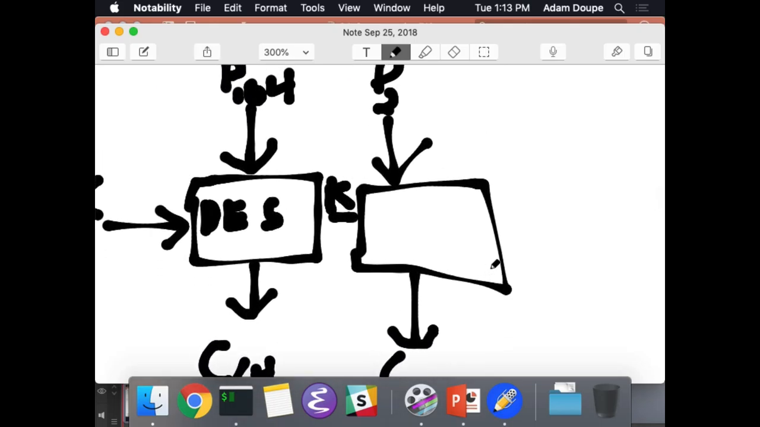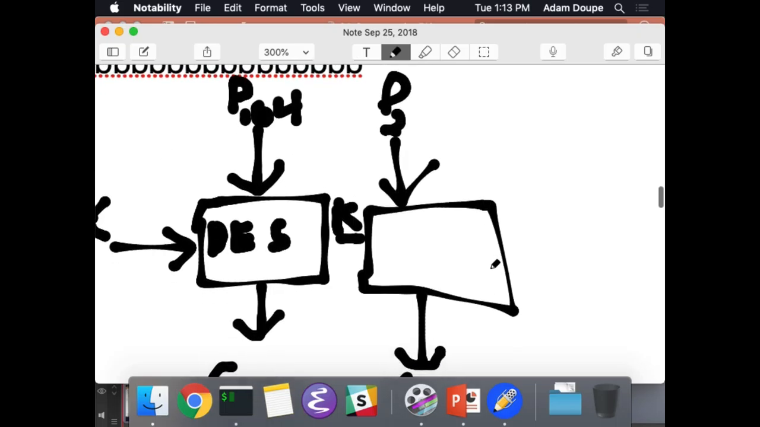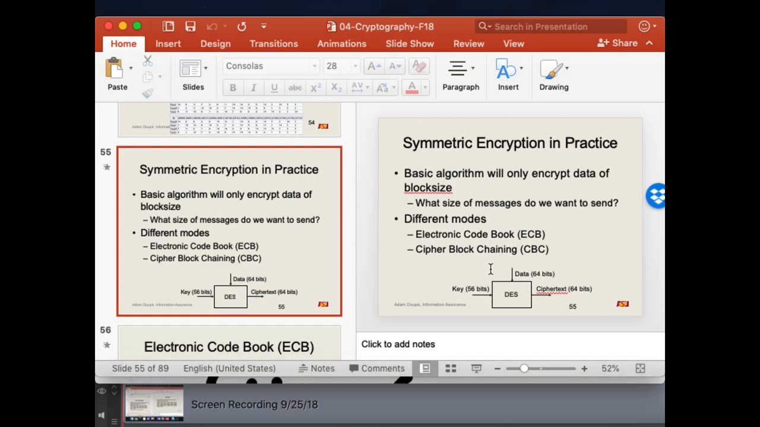So what are some properties that are going to hold here? What if P1 and P2 are the same? We'll get the same ciphertext. Why? Because the key is the same and it's the same input, so we should get the same output. If that wasn't the case, what could we not do? Decrypt. We could never go backwards, so it has to hold. What does that mean for a crypto system? Yeah, it's a one-to-one mapping.